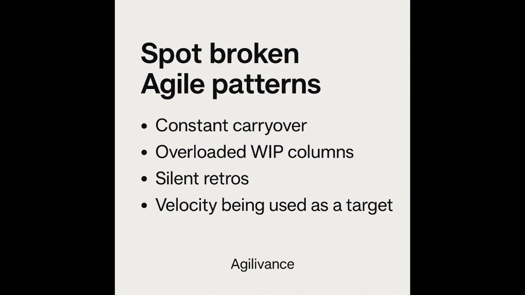As a Scrum Master, you also work in the background to spot broken Agile patterns and plan how to fix them. Constant carryover, overloaded WIP columns, silent retros, or velocity being used as a target are all signals you watch through the boards and metrics. In our Agilivance Scrum Master Instructor-Led Training course, you will learn how you can use these signals to start working with the team so you actively prevent and fix broken Agile instead of just reporting it.